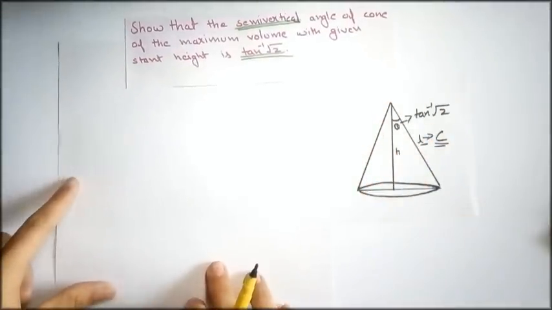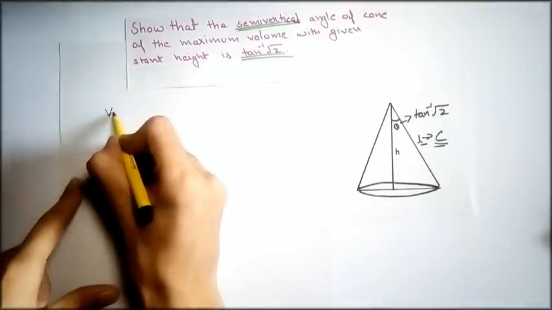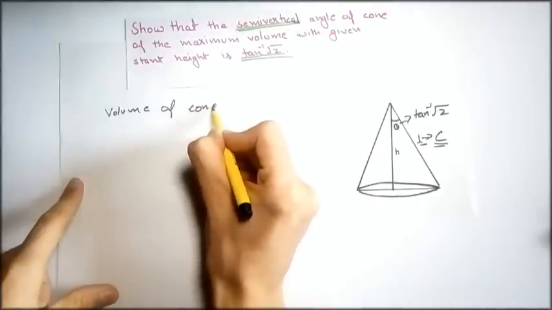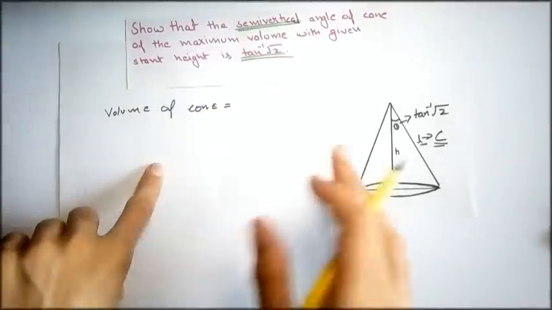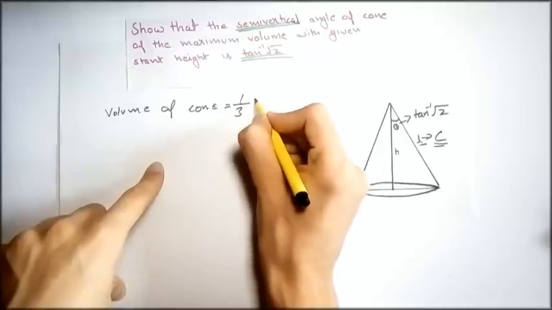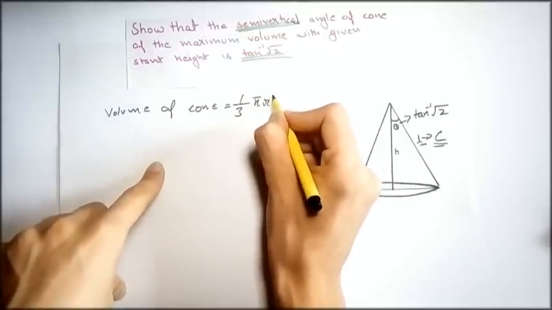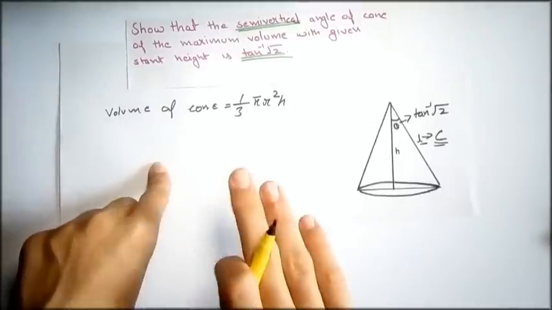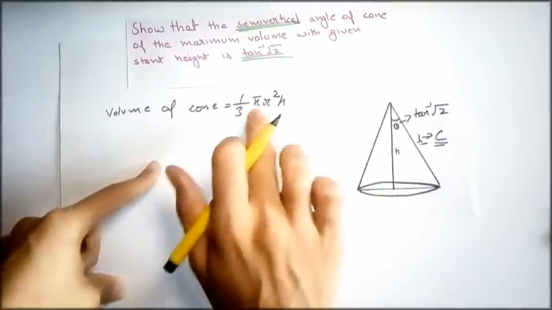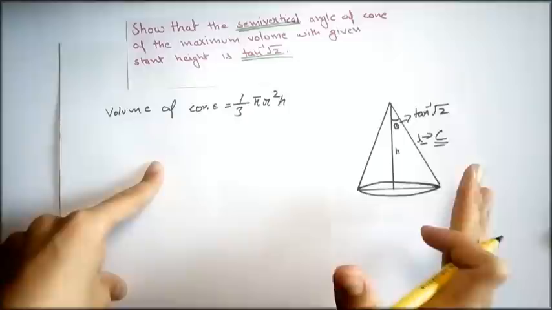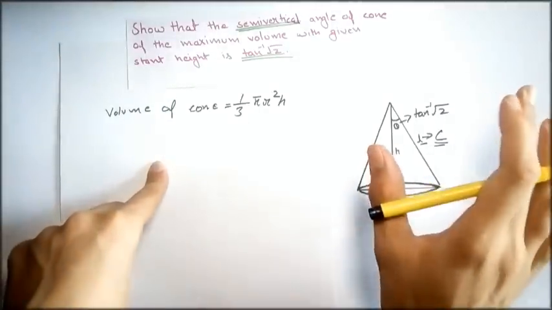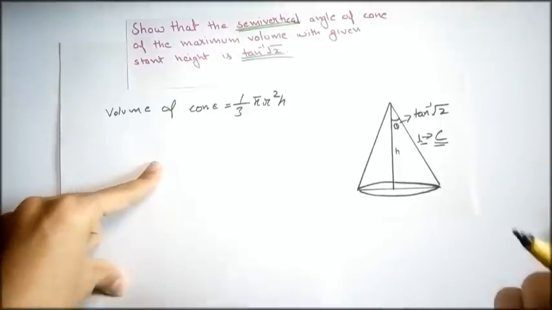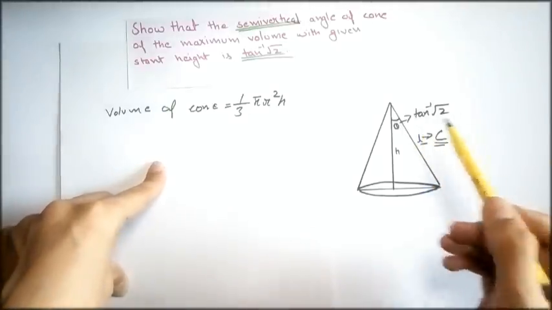So first let's write the volume of the cone. The volume of a cone is 1/3 pi r square h. Now we would put in the values of r and h, but we don't have any values of r and h, and we have to find theta, and there is no theta here. So we will find r and h with respect to theta.